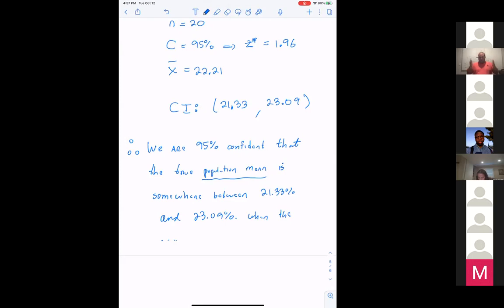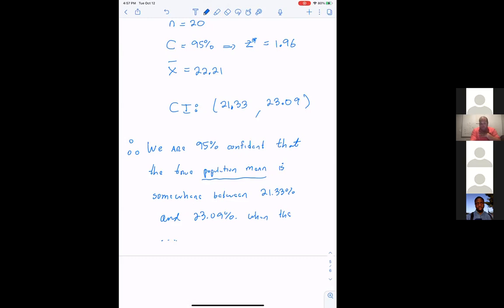Your conclusion needs to be about the mean, what you're looking for. Otherwise, what's the point of any of this? Does that make sense? Everyone else, does that make sense? Okay, it's all about the population mean. That's what we're looking for.